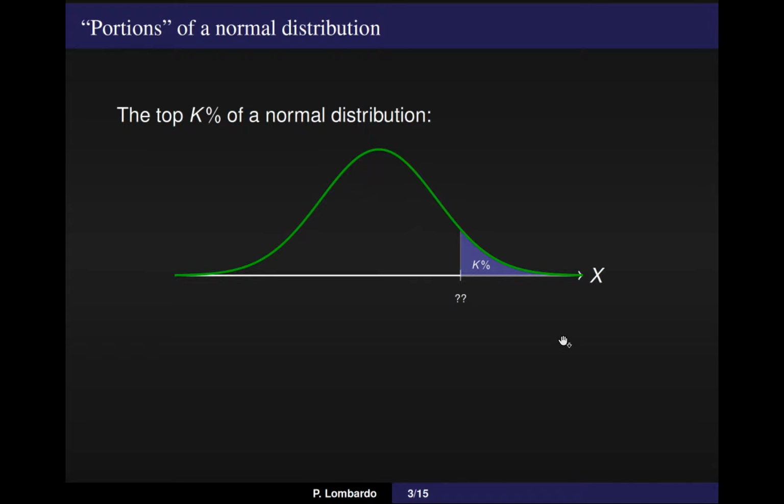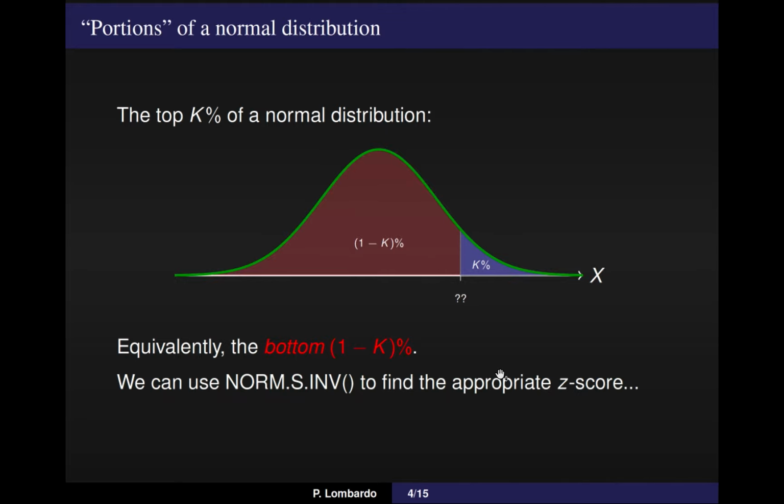Okay? Since norm.inverse or norm.s.inverse all work with probabilities to the left, I have to think about, if I'm looking at the top k%, how much ends up being to the left-hand side. So you have to do a little bit of math here. Equivalently, you think of the top k% of a normal distribution as being the same as the bottom 1 minus k, or 100 minus k, depending on whether k's in terms of a decimal or not. Okay? Then the process is exactly the same. Once you know the area to the left, you can use norm.s.inverse to find the appropriate z-score, etc.